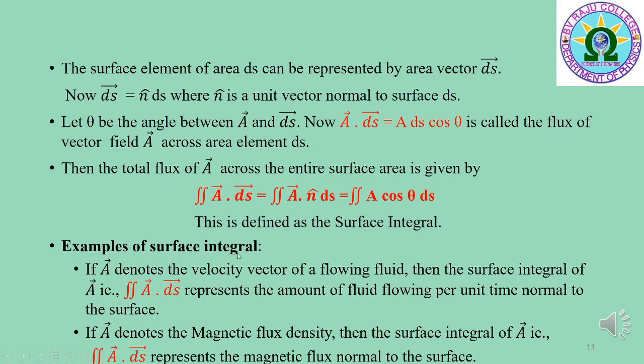Examples of surface integral. If A bar denotes the velocity vector of a flowing fluid, then the surface integral of A bar, that is double integral of A bar dot ds bar, represents the amount of fluid flowing per unit time normal to the surface. Another example of surface integral is, if A bar denotes the magnetic flux density, then the surface integral of A bar dot ds bar represents the magnetic flux normal to the surface.